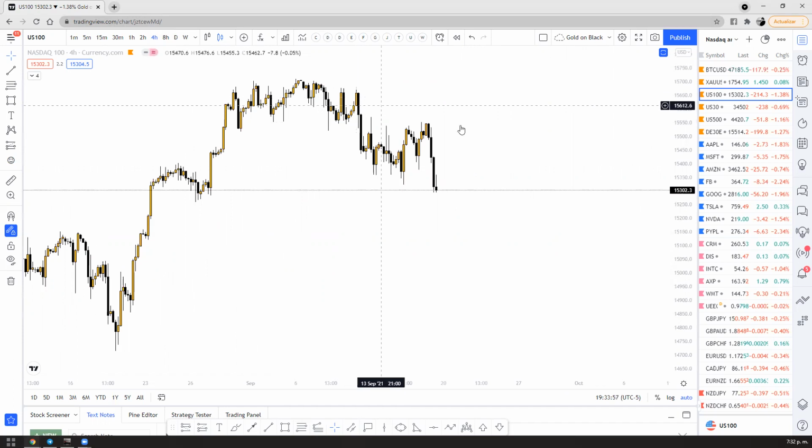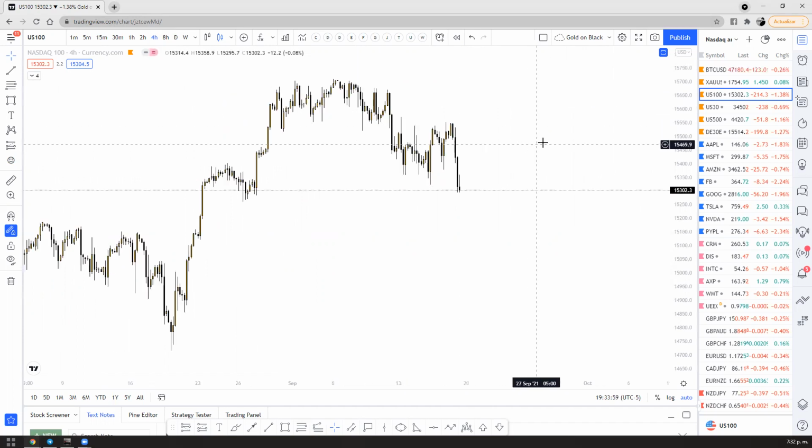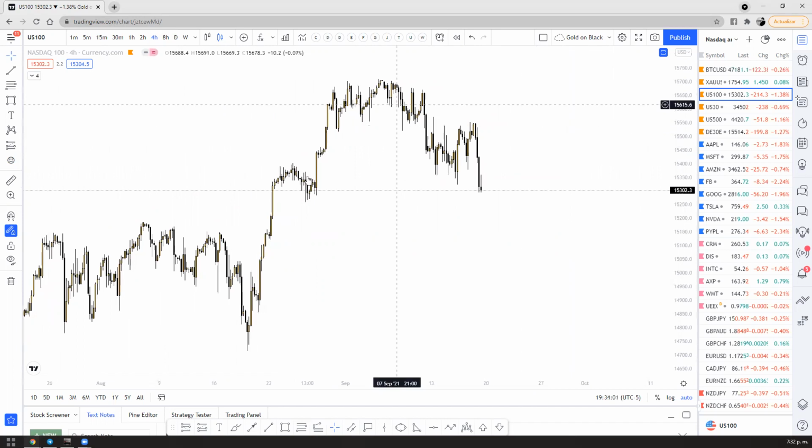So it is definitely going to the downside now. It could be doing a pullback after this massive push we had right here.